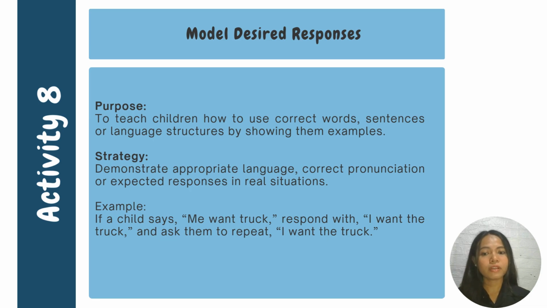An example for that is if a child says, "Me want a truck," you should respond with, "I want the truck," and ask them to repeat after you. "I want the truck." Okay, so in this activity, children learn by copying. When the teacher shows the right way to say something, children can hear, repeat, and practice correct words or sentences.